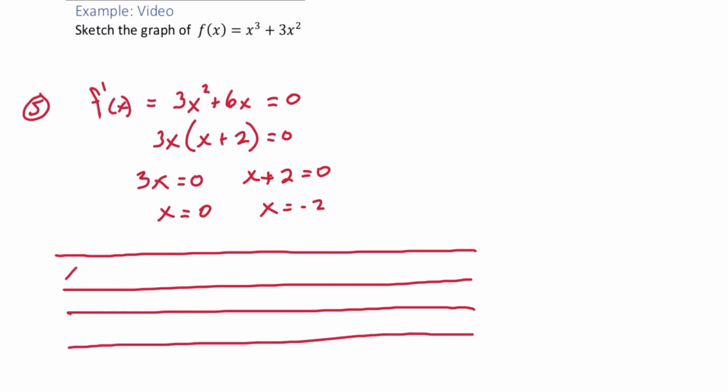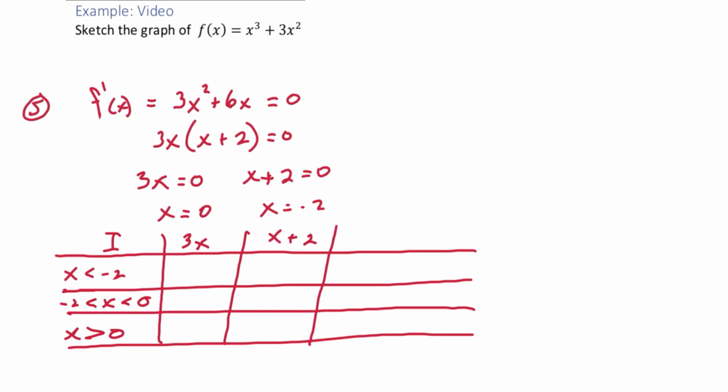We have the interval below -2, the interval between -2 and 0, and then the interval that is to the right of 0. Next, we'll look at our factors, what that tells us about f prime, and what that tells us about the original f. So 3x, looking at that factor, to the left of -2, that factor is negative. Between -2 and 0, negative, and to the right of 0, positive.